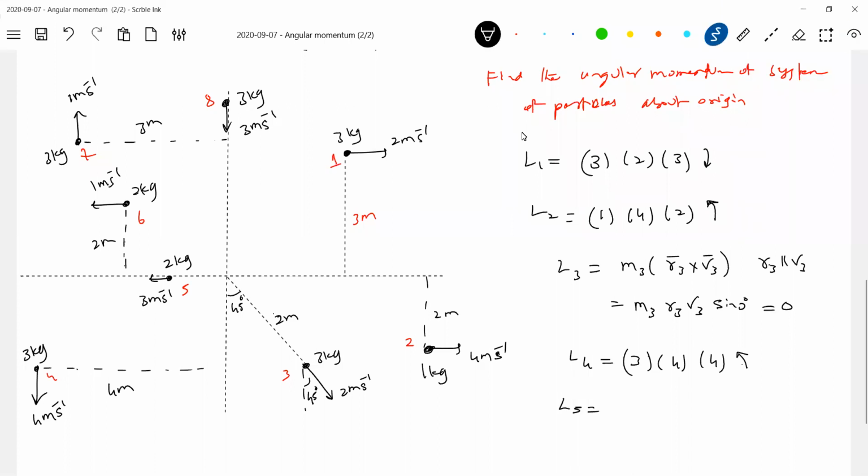What about L5? L5 again, the angle between R bar and V bar. M4, R4 cross V4. What is in fact the angle? Angle is R4 parallel to V4. So therefore M4, R4, V4 sine 0 degrees will be 0. After this, we'll be left over with 6, 7 and 8.